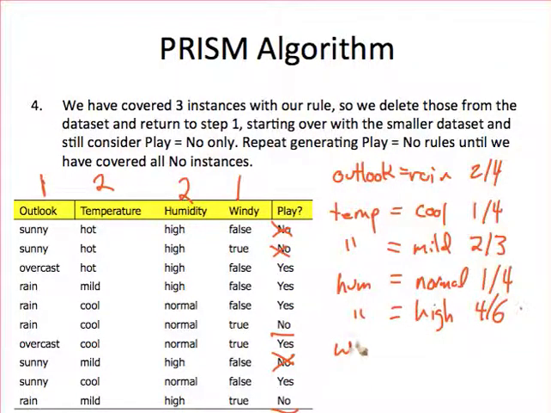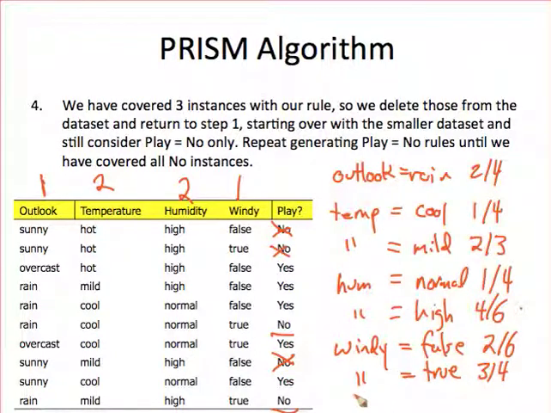The last 2 to consider, windy is equal to false, and then windy is equal to true. So if we look at that, 2 positive examples that are false out of a support of 6, so 33%. This is not a new champion. True, though, we get 3 positive examples out of 4, 75% accuracy. So this is the rule that we're going to go with, if windy is equal to true.